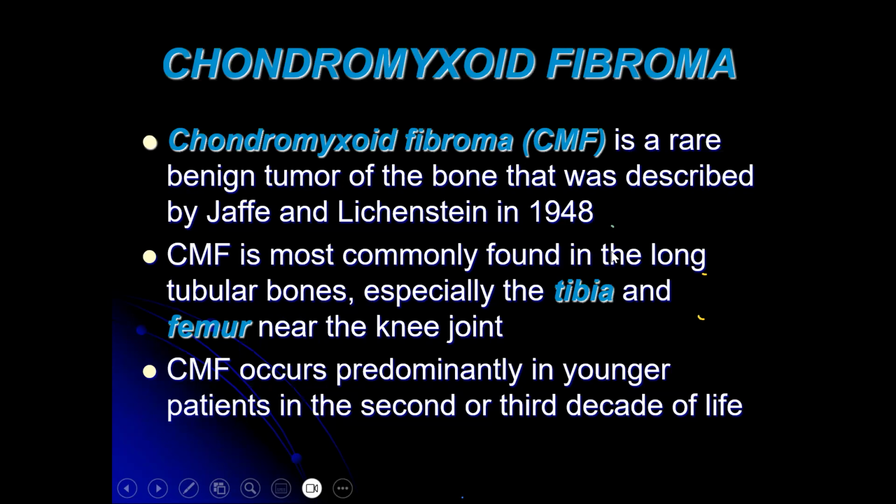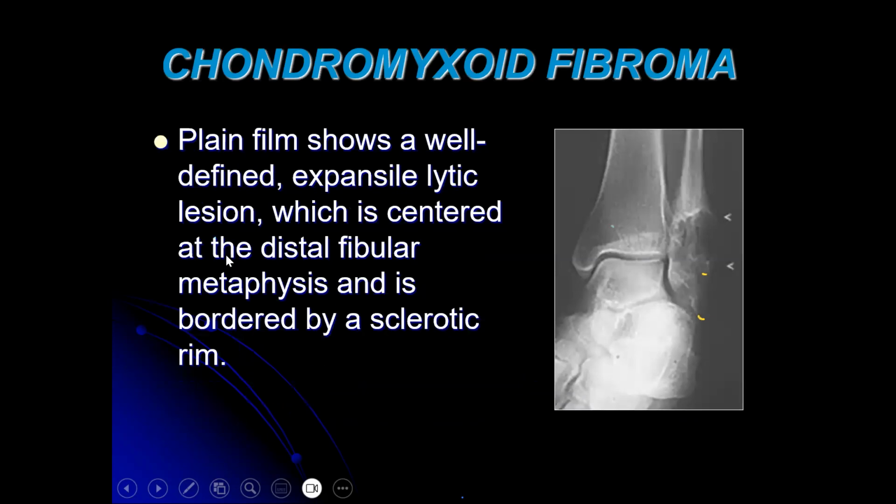Chondromyxoid fibroma is most commonly found in the long tubular bones, especially the tibia and femur near the knee joint. But it does occur in the ribs, and it can occur in other bones elsewhere. Plain film shows a defined expansile lytic lesion in the distal fibula.